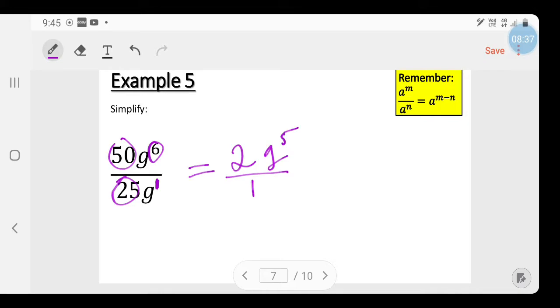Now, that 1 on the bottom of the fraction, is that doing anything useful? No. 2g to the 5 over 1 is just another way of writing 2g to the 5. So that looks real goofy. It's not convention to have it written that way. Remember that word, convention? So we're going to write it like that. 2g to the power of 5.